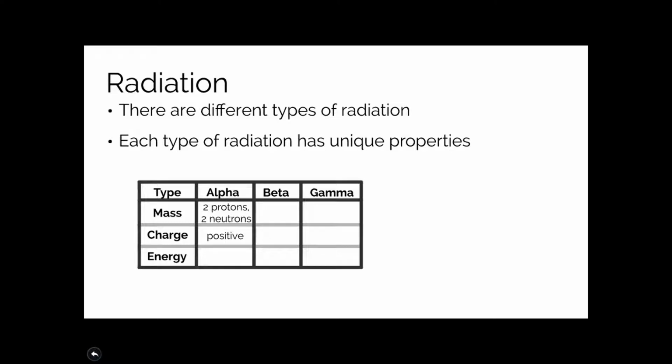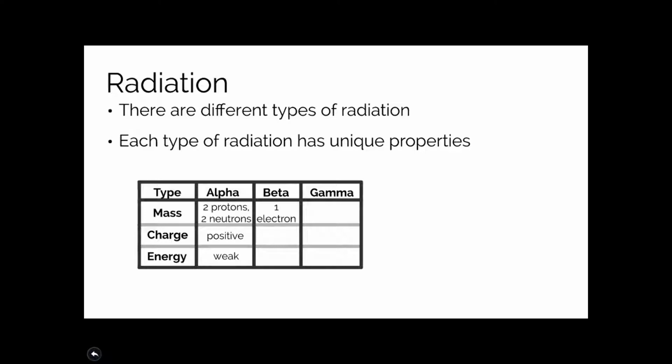The neutrons don't carry a charge, so they don't add to the charge of the protons. They also don't cancel it in any way either. And energy, just speaking in relative terms, we don't need to know a number that goes with it. We just need to know that alpha particles are the weakest type of radiation that we can have. They carry the least amount of energy of these three that we're seeing.